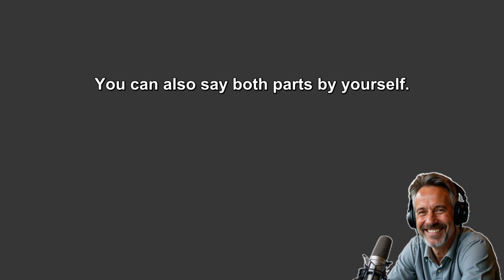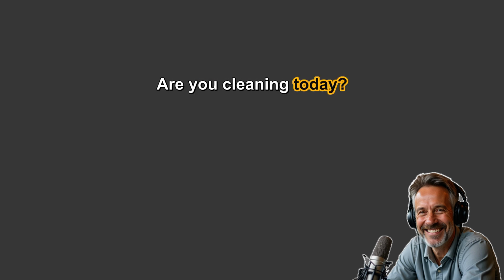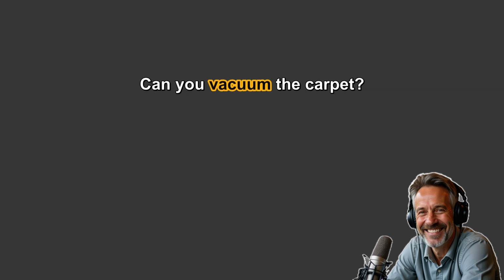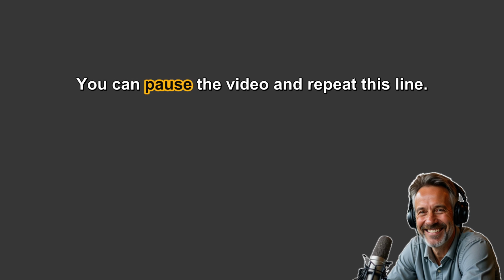Dialogue 1. A: Hello. Are you cleaning today? B: Yes. I am cleaning the living room. A: Do you need help? B: Yes, please. Can you vacuum the carpet? A: Of course. I will vacuum now. B: Thank you. Repeat after me. Are you cleaning today? Repeat. You can pause the video and repeat this line.